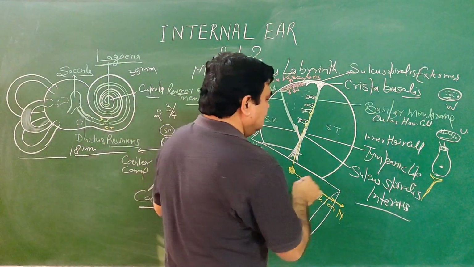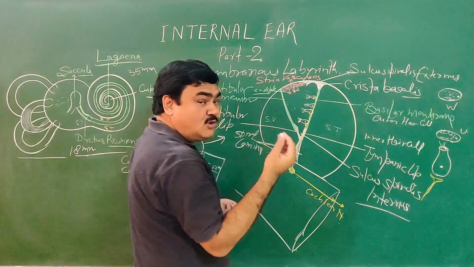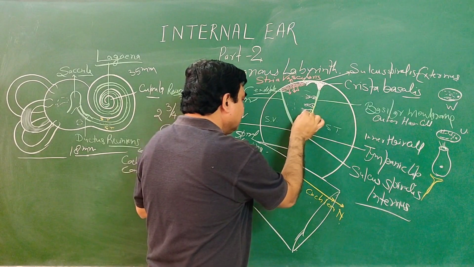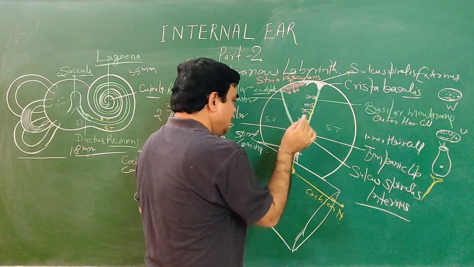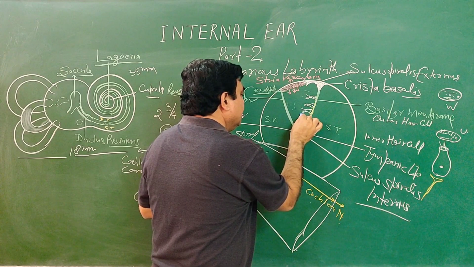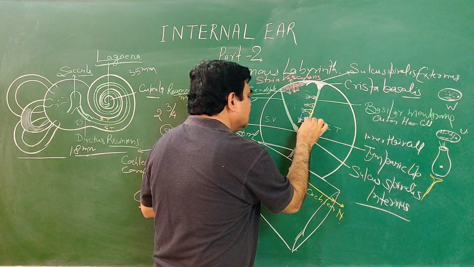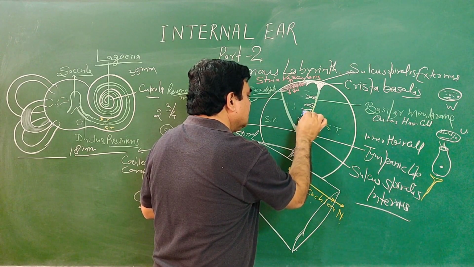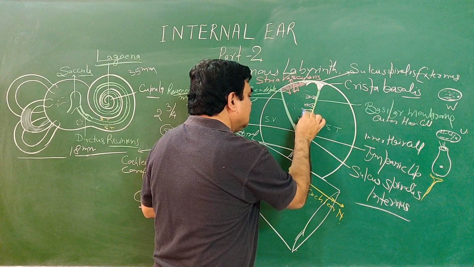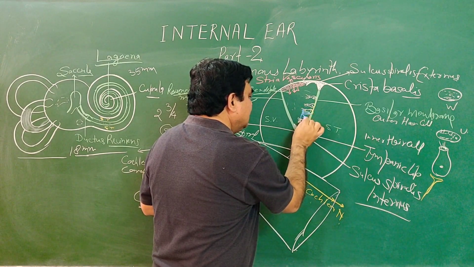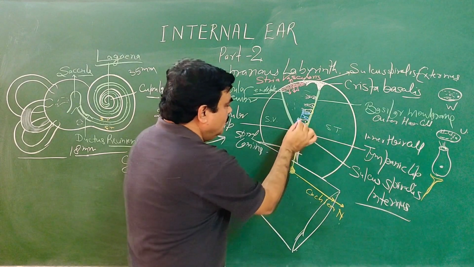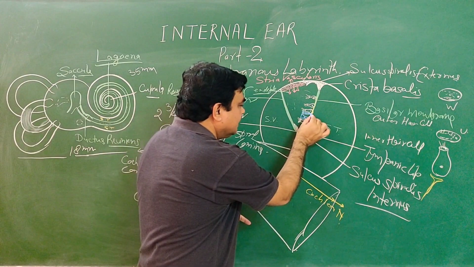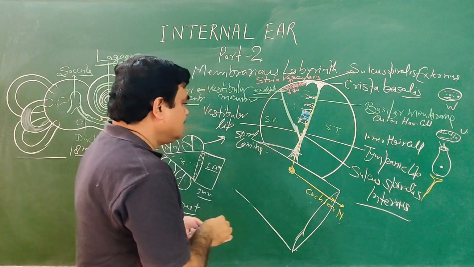And another thing, these are the hair cells, inner and outer hair cells. Now in between these cells, there are rod cells. Here you can see these are two rod-like cells, the inner and outer rod cells.